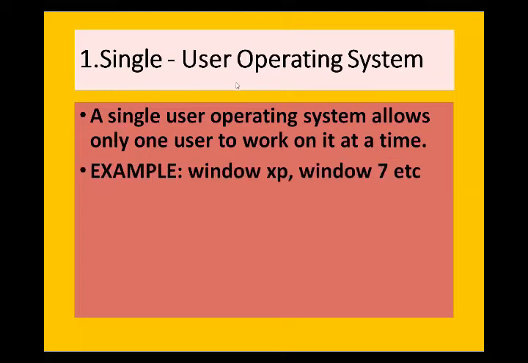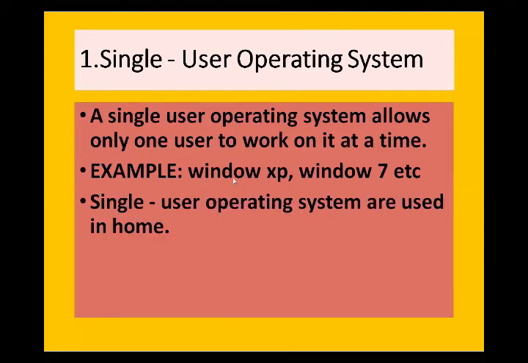Examples of single user operating systems are Windows XP and Windows 7. These operating systems allow one user to work on them at a time. Single user operating systems are used in homes.